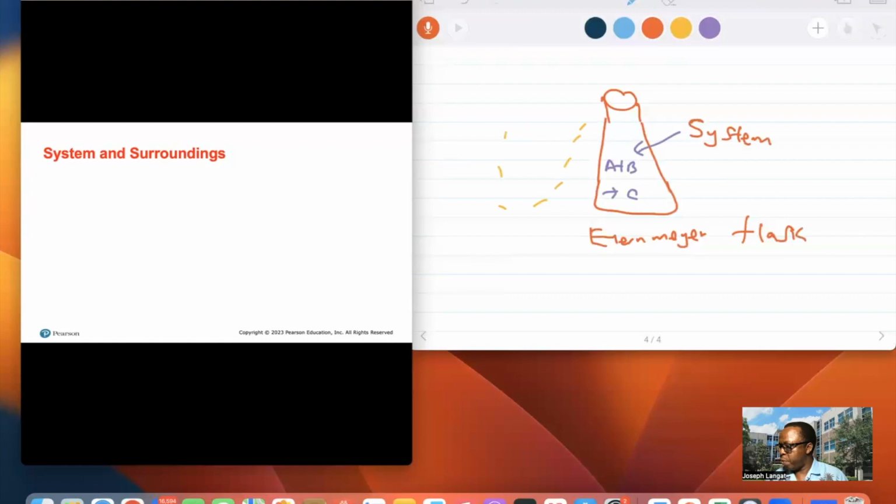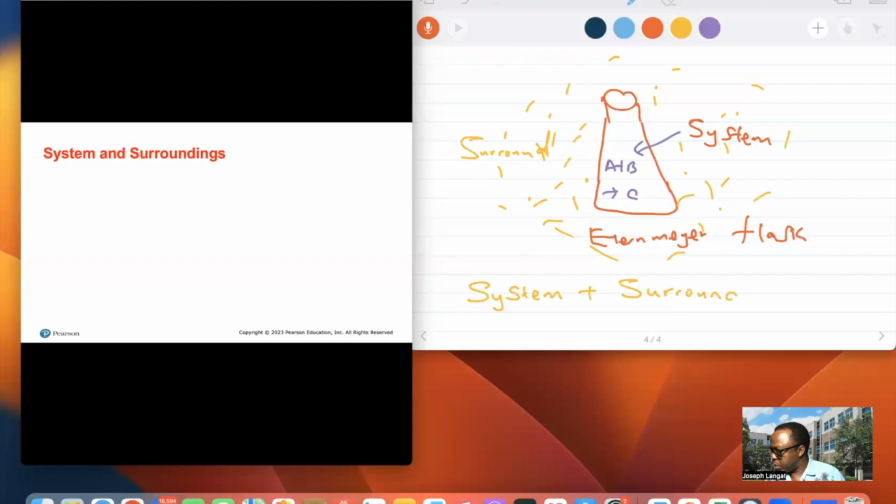Whereas everywhere else, what surrounds that, is called the surrounding. For example, in the lab, if you are mixing reagents in a flask, that is your system. But outside, in the laboratory, that is the surrounding. Chemists define the system plus surrounding as what we call the universe. So that's the system and the surrounding.